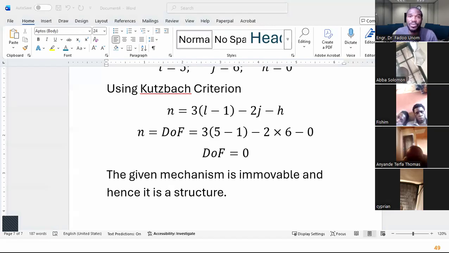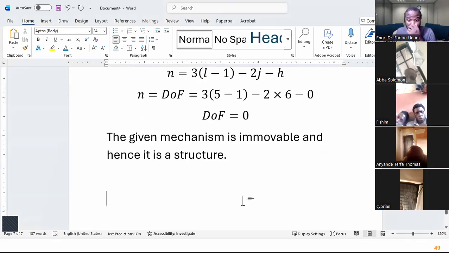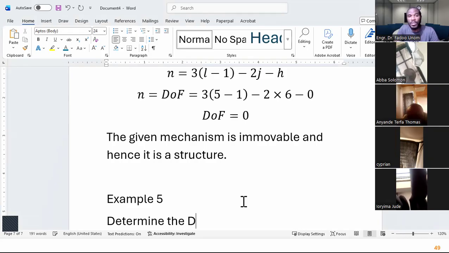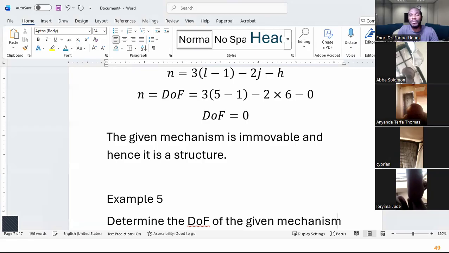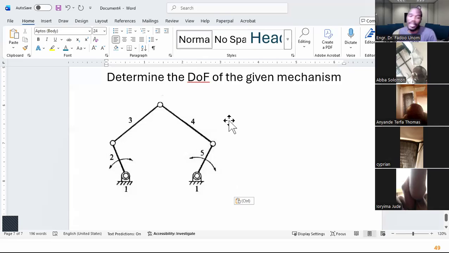Okay, now let's do a second example on this topic. Example 5. Determine again the degree of freedom in the given mechanism. So this is the mechanism we're dealing with.